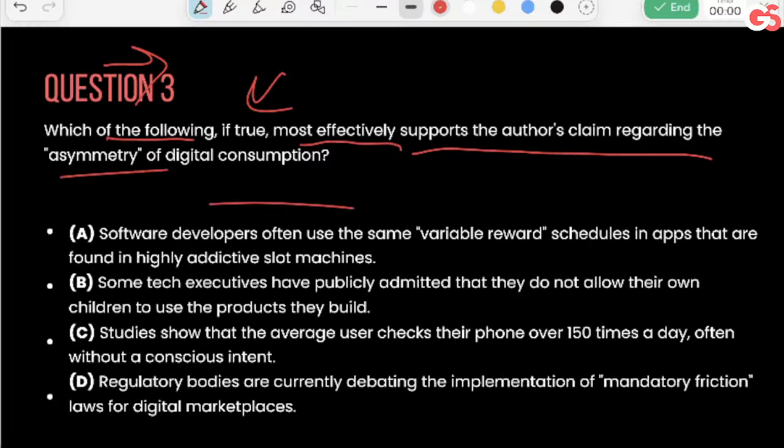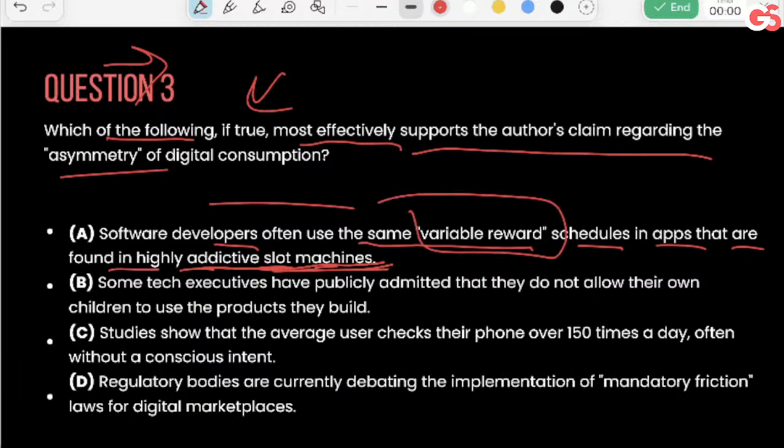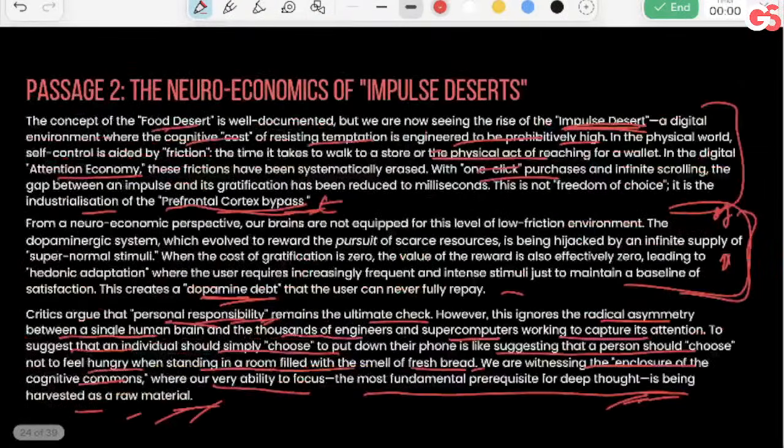Okay, let's see. Software developers often use the same variable reward schedules in apps that are found in highly addictive slot machines. So these slot machines used in gambling, software developers use the same kind of variable rewards in apps. If this is true, would that support the author's claim regarding the asymmetry of digital consumption? Okay, let's look at the claim.